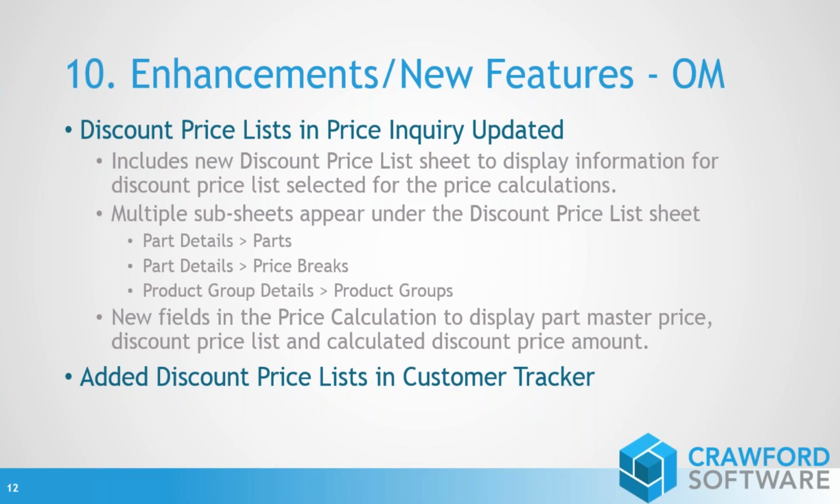They also added it in the customer tracker, again coming back to those inquiries, it didn't exist before. Now that discount price list comes onto the customer tracker itself, so you don't have to go someplace else. You can see it right on the customer tracker if they have a discount price list associated to them. So you can associate a discount price list to a customer or across the board. You can do both sides.